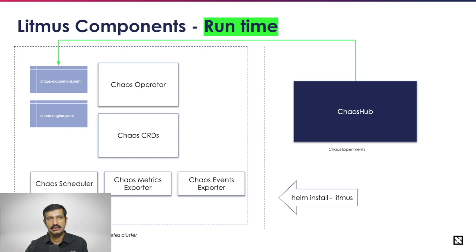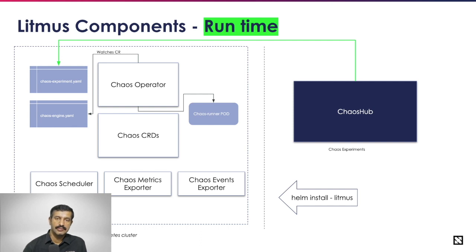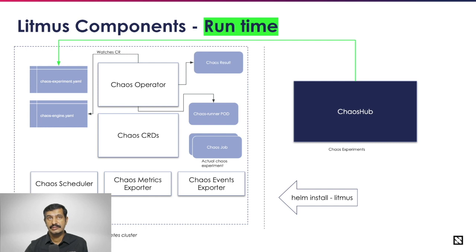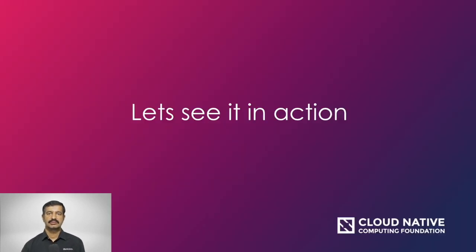The moment you apply that on your cluster, the Chaos operator is going to watch, and then it launches a Chaos runner pod. The Chaos runner will know what experiments to run, and those are launched as Chaos jobs. Each experiment will run within a Kubernetes job, and then finally the Chaos result. If you are running multiple experiments, then multiple chaos result CRs will be created. So this is how in general it works, but Karthik is going to give us an in-depth explanation about these components in action. Karthik, over to you.